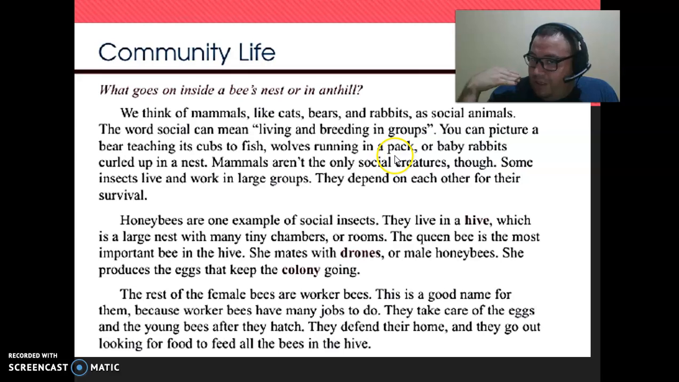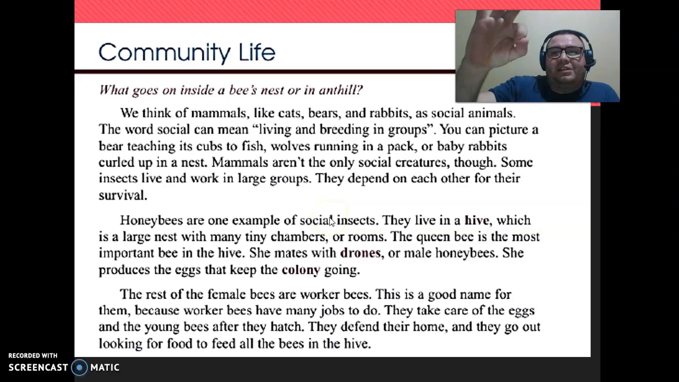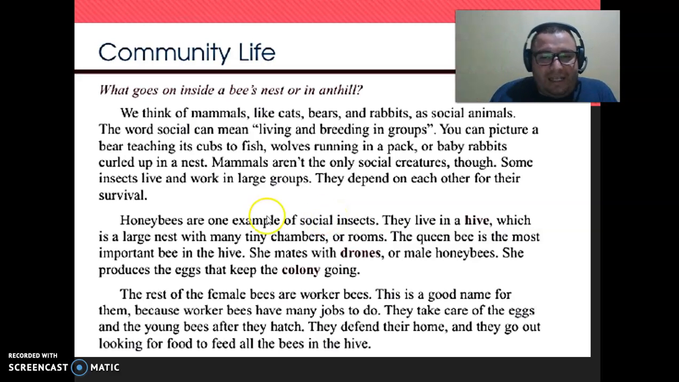So the reading also refers to the insects. The insects live and work in large groups. They depend on each other for their survival. Honeybees are one example of social insects. They live in a hive, which is a large nest with many tiny chambers or rooms. The chambers are the spaces of the nest, right?